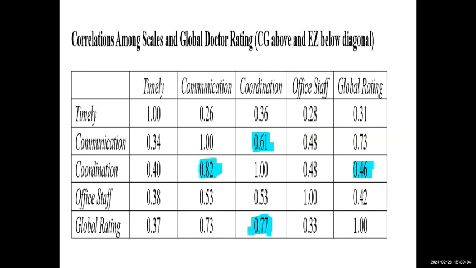And then you see the global rating and coordination in the EZ survey are also highly related, more so than with the standard CG survey. Again, it's that item that Jose put in about communication that's reflected in coordination that contributes to that high correlation.